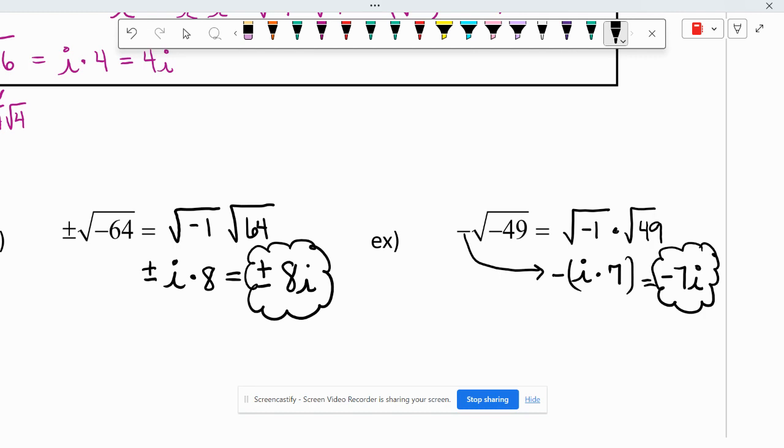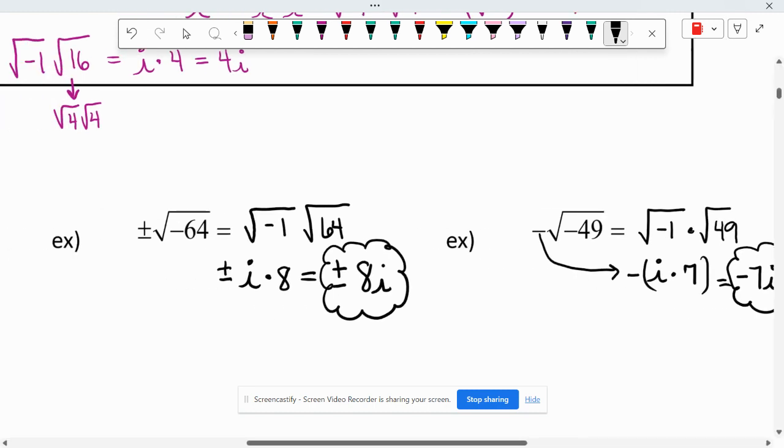Thoughts? So it's basically just finding the square root of it and then kind of pulling an I out. Pull out an I. Yeah, that's exactly what it is. To get rid of the negative sign, you just pull out an I.